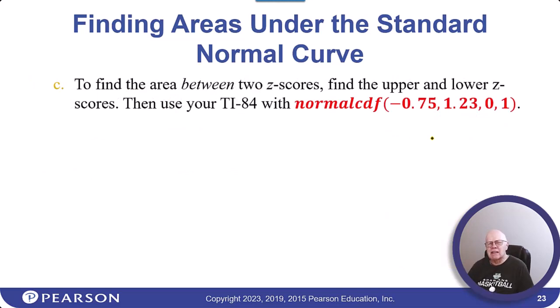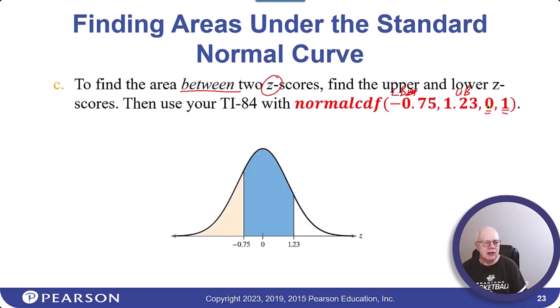Okay, let's try something different. What if we want the area between two z-scores? Well, remember, the first parameter is the lower bound. Second parameter is the upper bound. And since we're talking about z-scores, we'll put the 0 in and the 1 in just to keep our habits in the right range. There's our picture.